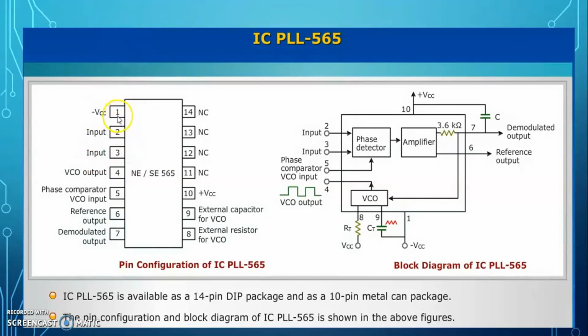Here pin number 1 represents minus VCC, that is the minus VCC supply voltage. Pin number 2 represents the input, 3 input, 4 VCO output, 5 phase comparator input, 6 reference output, 7 demodulated output, 8 external resistor for VCO, 9 external capacitor for VCO, 10 positive supply voltage, and 11, 12, 13, 14 are no connection.